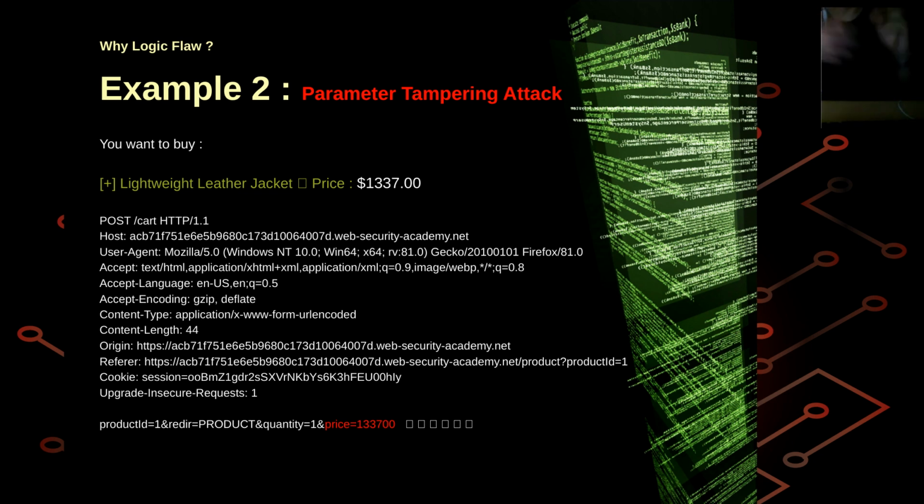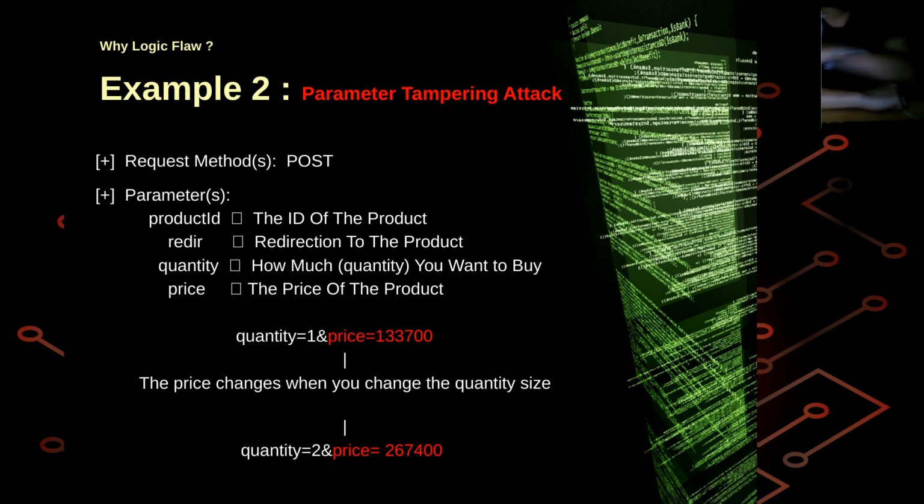The request method for this request is POST, and the parameters are: the product ID, which is the ID of the product, the quantity, how much quantity you want to buy, and the price of the product. As you can see, when the quantity goes from 1 to 2, the price will change.